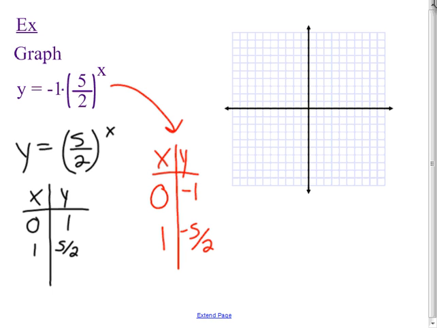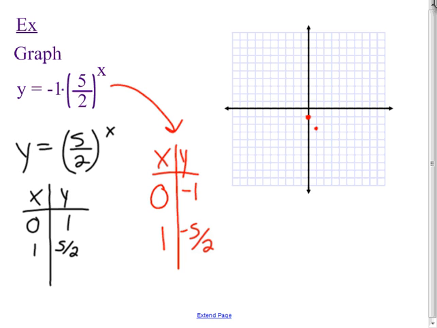And now I'm going to plot these. This looks kind of different. This might be a case where, if you couldn't see what happened, maybe you pick a couple more x values so you can see what happens. But what happens is I had a negative multiplier. The negative is affecting my y's.